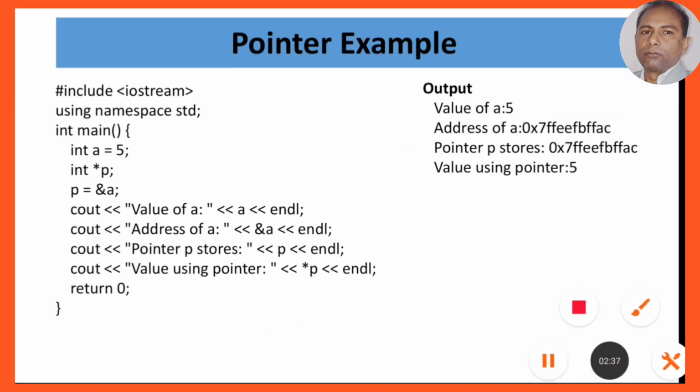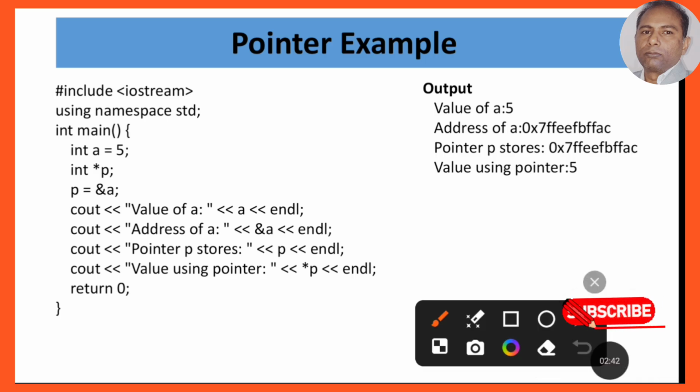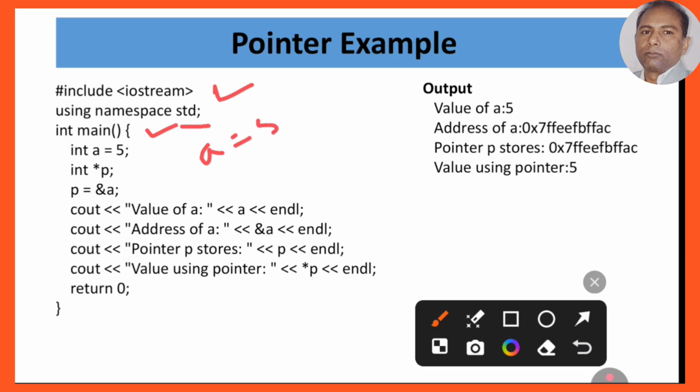Now we can take an example of pointers, then you can understand clearly what the meaning of pointers is. Initially we write the header file, then we take the standard keyword, then we start the program in main. For example, if any variable is a, we take a equal to 5. Then we want to make a pointer p, so we declare it as int star p. So we have to define here the p. What is the meaning of p? The meaning of p is the address of a, that is &a.